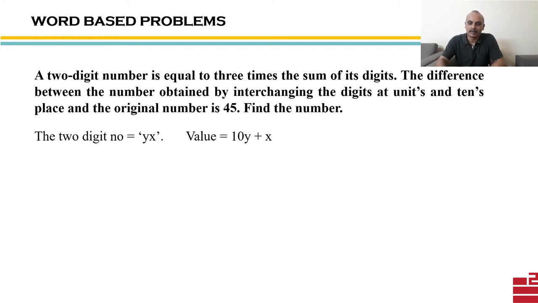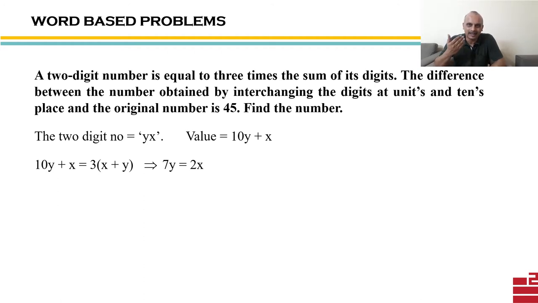The first line of the question says the 2-digit number is equal to 3 times the sum of its digits. It means 10y plus x, which is the value of the 2-digit number, is equal to 3 times of x plus y. If we simplify this, what do I get? I will get 7y is equal to 2x.